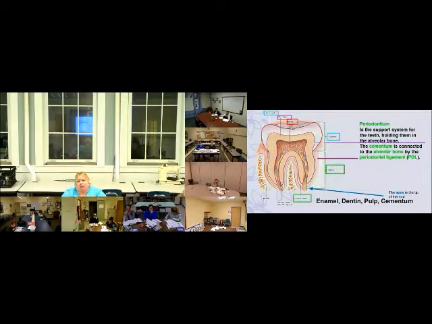In green, we see the periodontium. The periodontium is the support system for the tooth. It is what holds the tooth into the alveolar bone. Your teeth are held firmly in the bone by fibers that connect cementum to bone, and those fibers are called periodontal ligament. So the periodontal ligament connects the root of the tooth by the cementum to the bone. The apex is the tip of the root. So the apex of a tooth is right where the root ends.